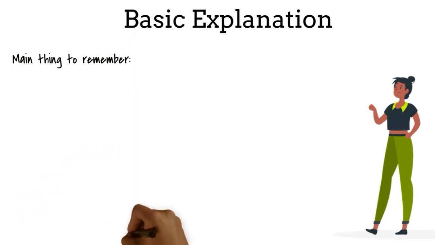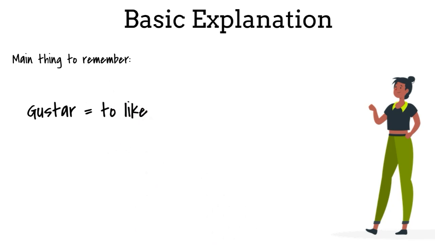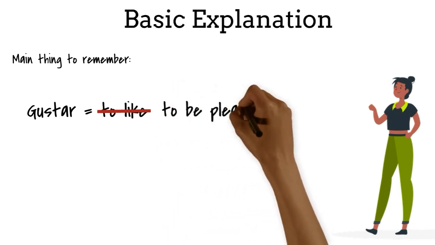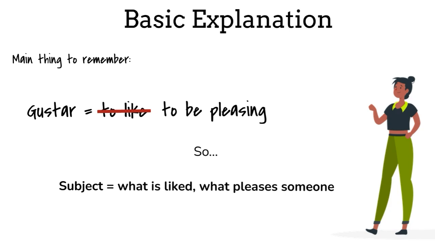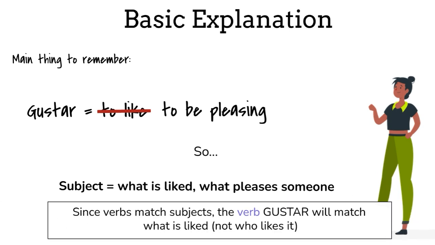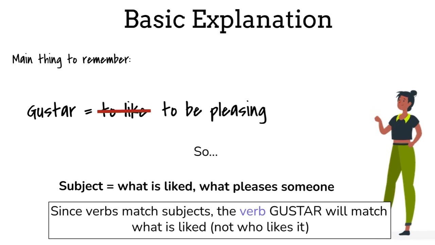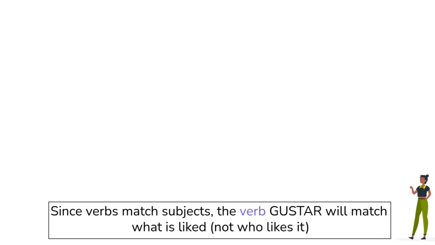The main thing to remember is that while in English we translate gustar as to like, that's not actually how it works grammatically in Spanish. In fact, the most helpful way to think of gustar when you're speaking Spanish is to be pleasing. That's because Spanish speakers consider the subject of the sentence to be what is liked. And that means that our verb, gustar, will be conjugated to match what is liked, not who is liking it.